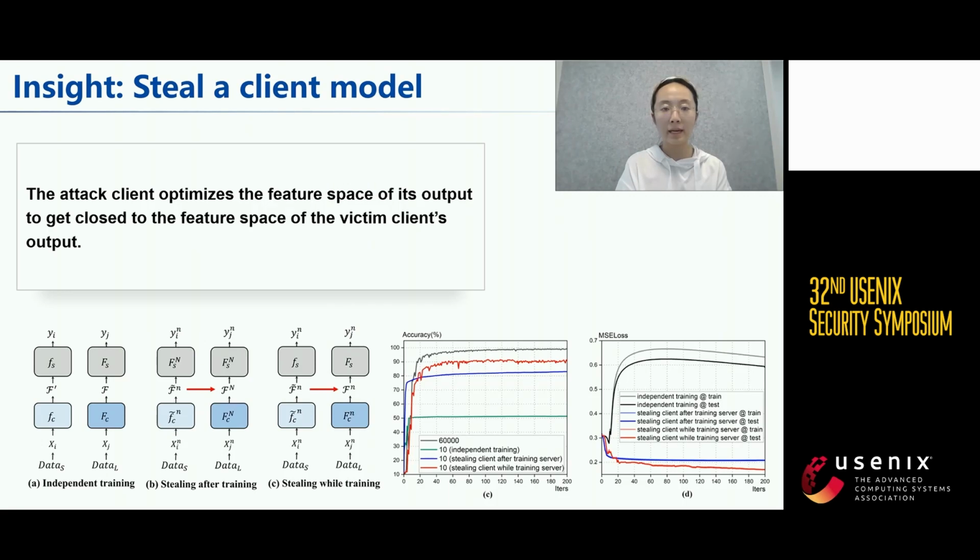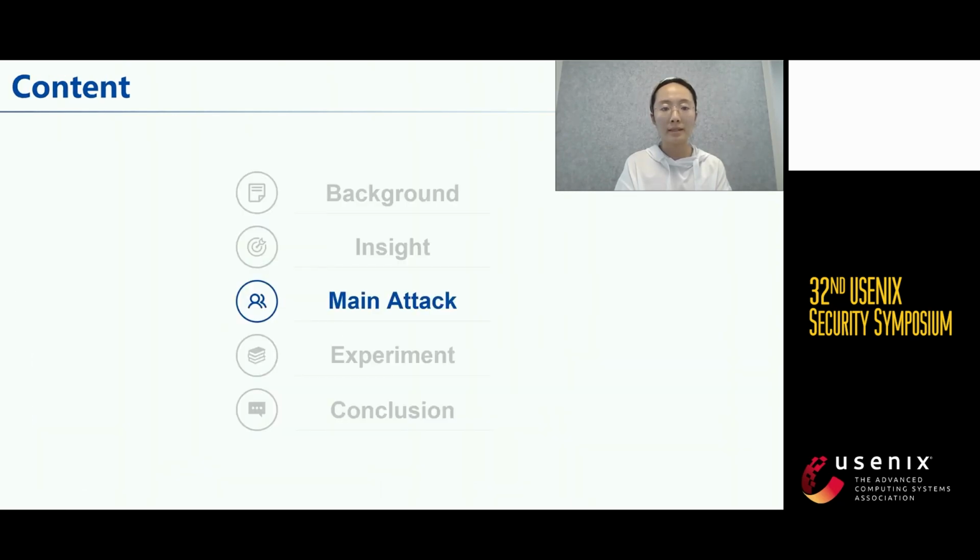The attack client is trained with the server on a small dataset, but only updates its own parameter. Similar to stealing a complete model, a series of intermediate server models during split learning can significantly improve the attack client's accuracy. Based on these valuable insights, we introduce our proposed attack, Pseudo-Client ATtack.